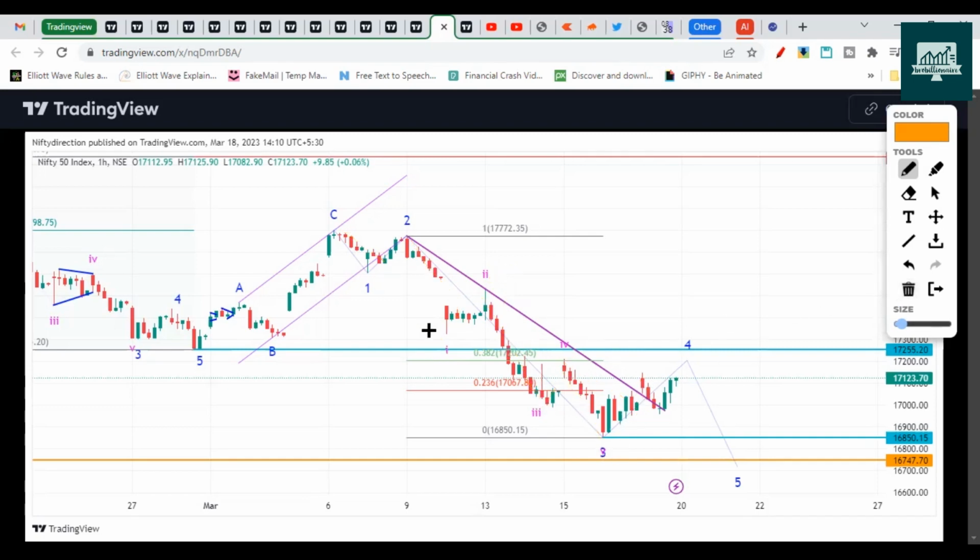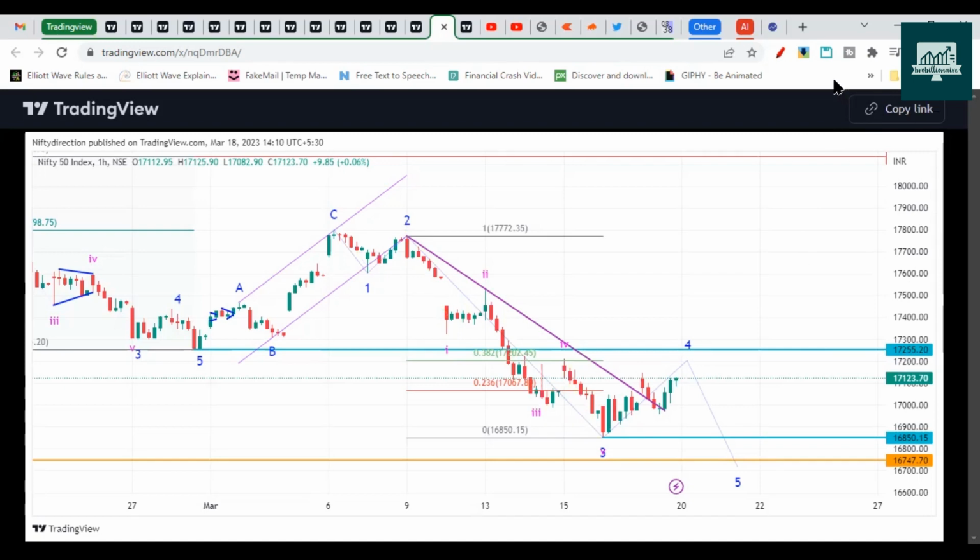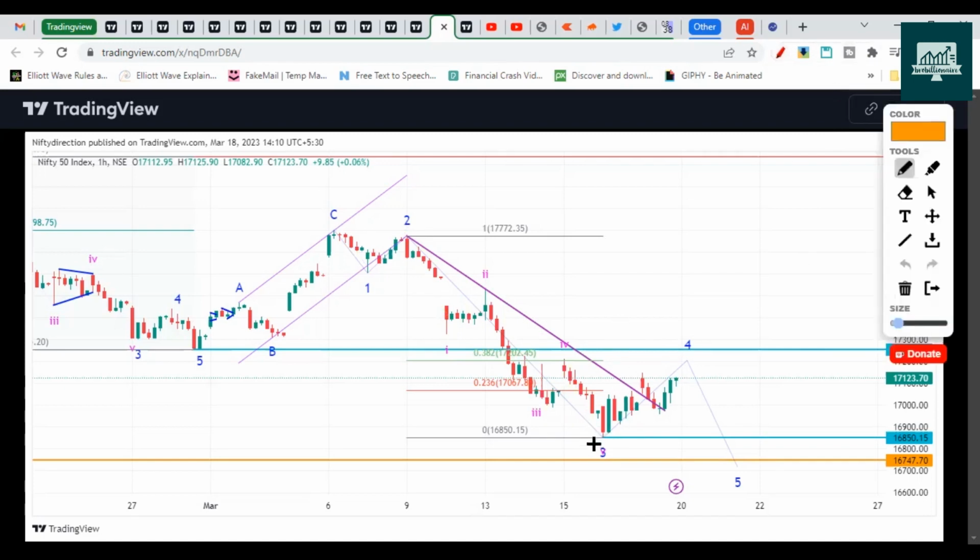So this gives me the idea that I have to place 1, 2 here, 3, 4 here, and then the fifth finished here. This completed the third wave, and currently we are in a fourth wave. The fourth wave is usually a consolidation, so it is tricky and it goes slowly up. It continues the trend, and it usually reaches the 0.32 Fibonacci. Here it is, 17,200. It reaches near that, and then it continues the dip on the downside.